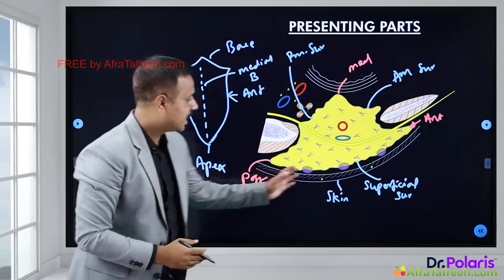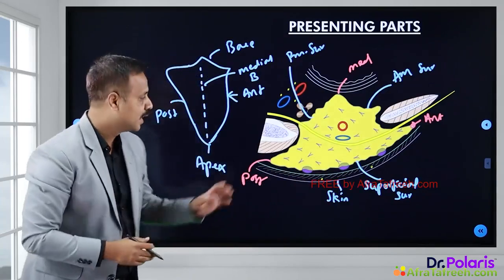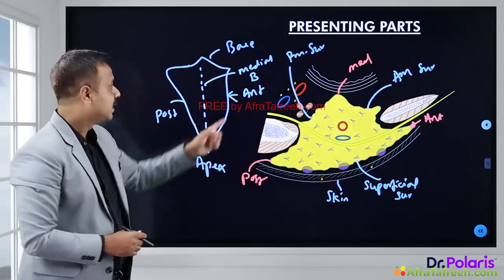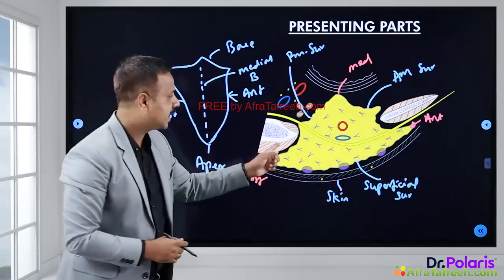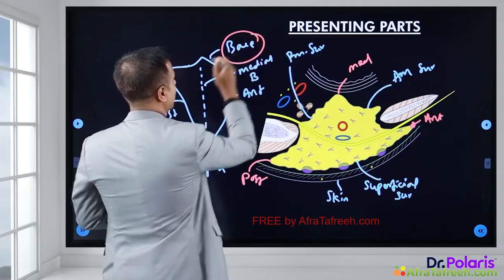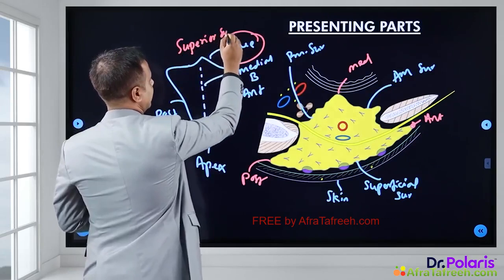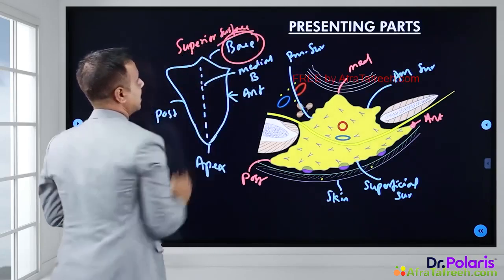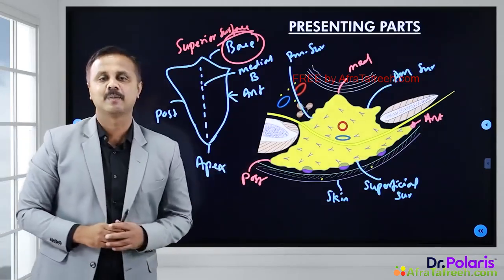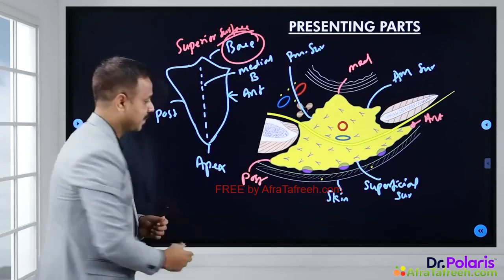Right? This is regarding the presenting parts of the parotid gland. Let's summarize it now. The parotid gland will have a base, an apex, three borders and three surfaces. Remember, sometimes the base is also referred to as the superior surface. Fine? The base can also be referred to as the superior surface. This is regarding the presenting parts of the parotid gland. Let's see about the details of this now.